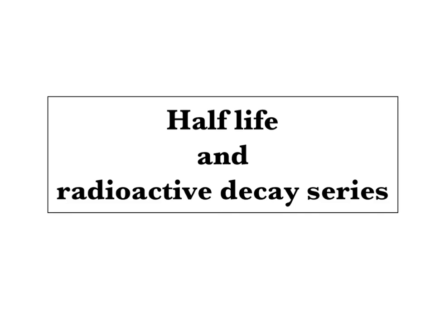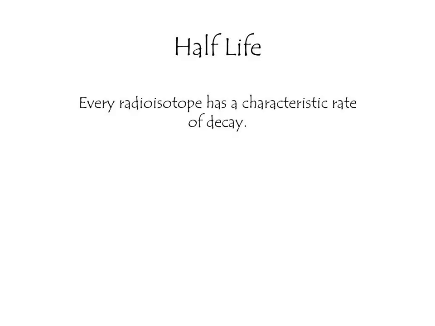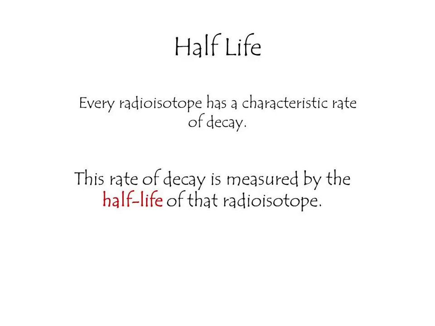This is the last portion of the nuclear chemistry notes. In this video, we will cover half-life and radioactive decay series. So what is half-life? Well, every isotope has a rate of decay. This rate of decay tells us what quantity of an isotope has gone through radioactive decay. This rate is measured by the half-life of the isotope.